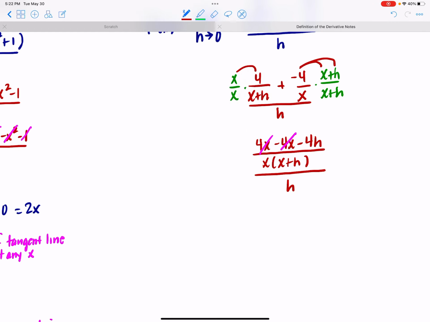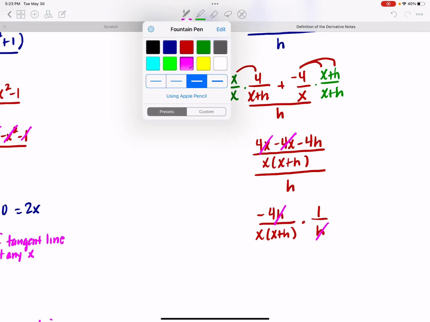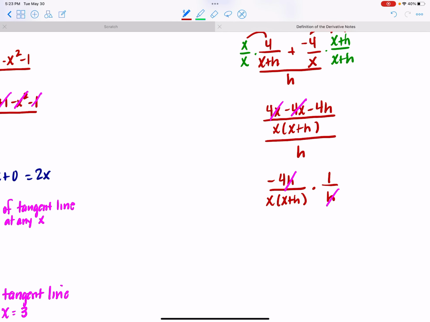So now we're looking at negative 4h over x times x plus h being divided by that h in the bottom, which means we actually want to multiply by the reciprocal. So instead of dividing by h over 1, I'm going to multiply by 1 over h, and then we can do some reducing. We got an h in common here. And so we're finally left with the simplified form. We end up with negative 4 over x times x plus h.